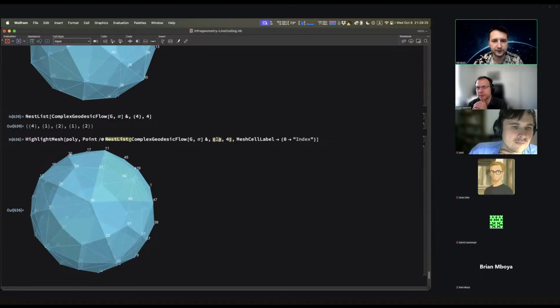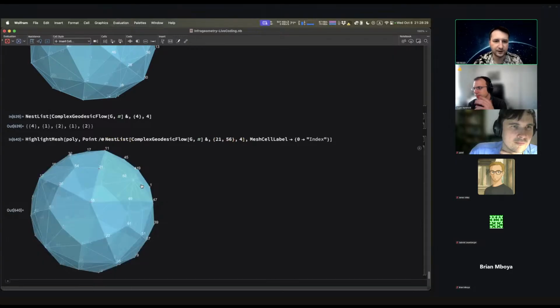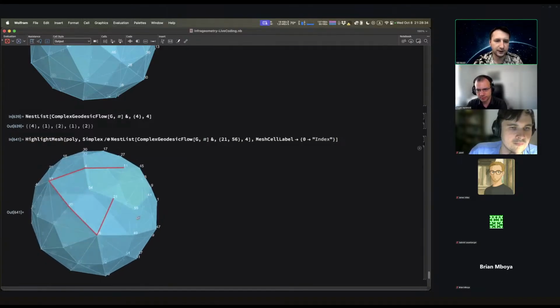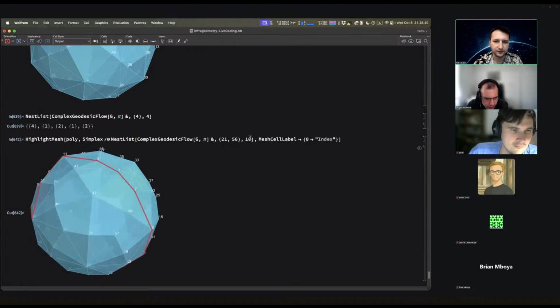21, 56. Well, let's try some different surface. Oh, it's not necessarily like a great circle. Sometimes it does some weird thing. Interesting.